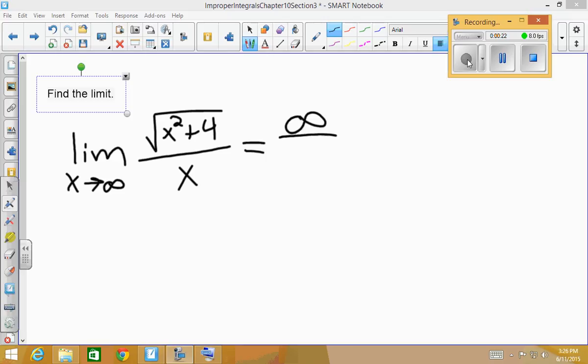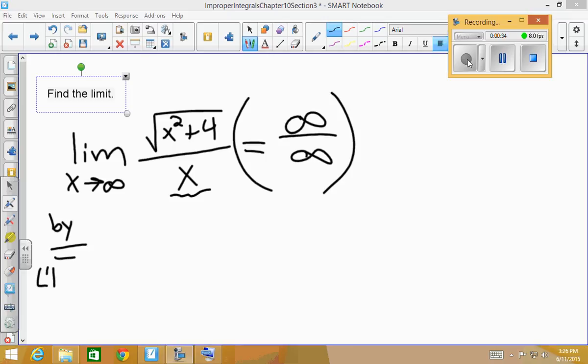And of course, as x goes to infinity, the denominator, which is x, goes to infinity. So we could see this as an indeterminate form, and we could try to apply L'Hopital's rule to it. So by L'Hopital's rule, we get the limit as x goes to infinity of the derivative of the numerator.